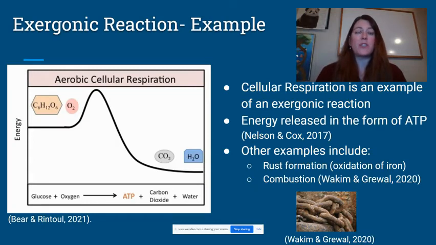Cellular respiration is a great example of an exergonic reaction as it releases energy in the form of adenosine triphosphate, ATP. Other examples of exergonic reactions are the formation of rust during the oxidation of iron, as the chemical reaction of oxygen and iron releases small amounts of heat very slowly, and combustion, which is a much quicker and obvious release of heat.